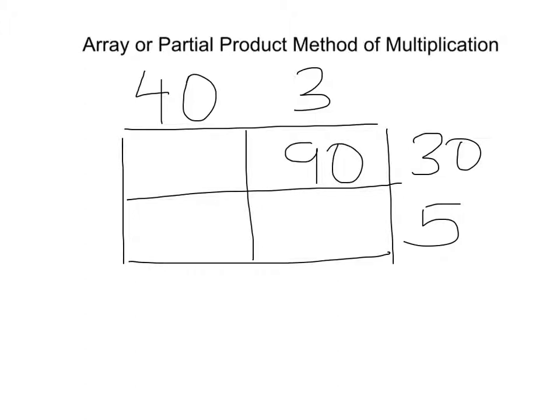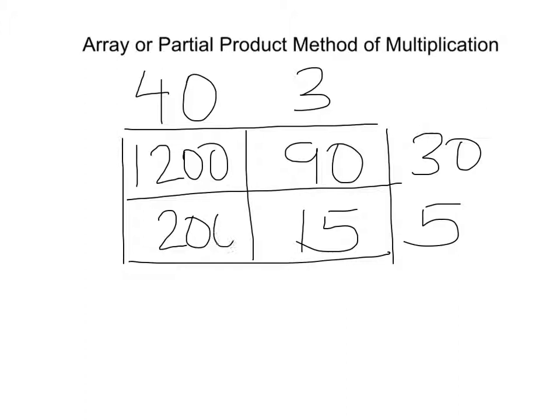3 times 5 will give us 15. Moving on to the next part, 40 times 30 will give us 1,200. And 40 times 5 will give us 200. Now we have to add up the answers in all 4 boxes. You can add up vertically first by doing the 90 plus the 15, which gives you a total of 105. You can add up the 1,200 and the 200 together to give you a total of 1,400.